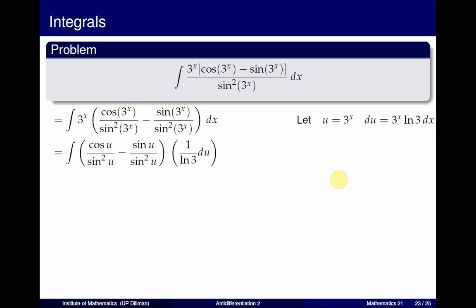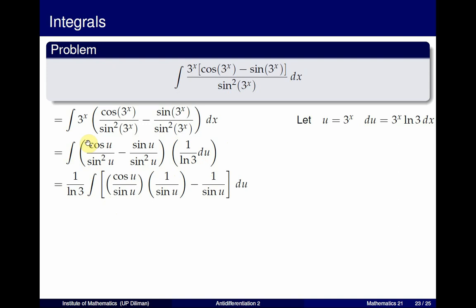So the integral becomes 1 over ln 3 goes outside. So you have 1 over ln 3 times the integral of, I can separate the sine u in the first fraction. So we get cosine u over sine u times 1 over sine u. And then sine u over sine squared u is 1 over sine u du. And let's just write this in terms of the other trigonometric functions. So we will have 1 over ln 3 integral of cotangent u cosecant u minus cosecant u du. And we can use our formulas to integrate these two functions. So let's do that now.